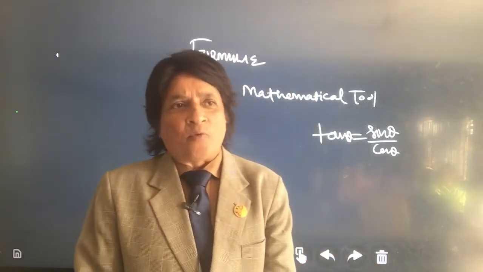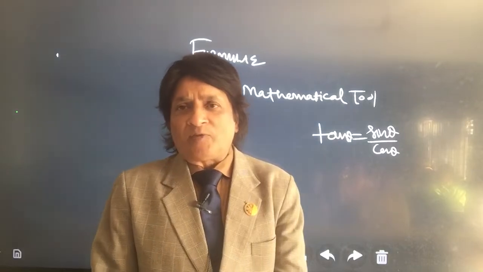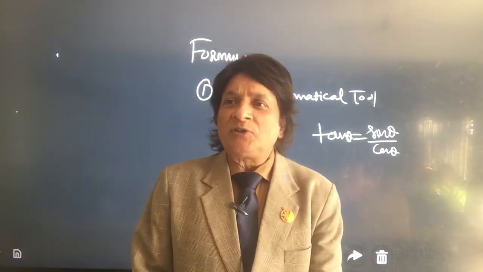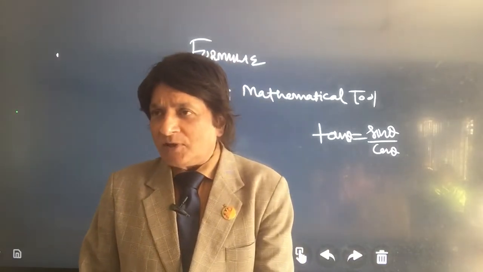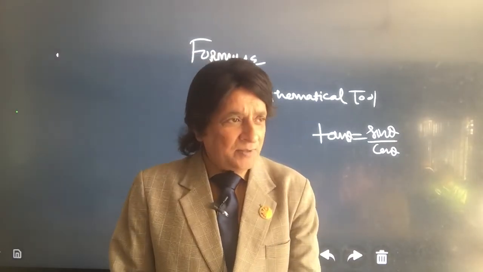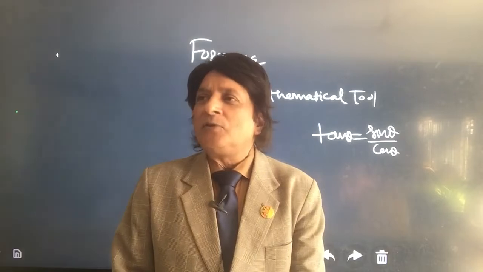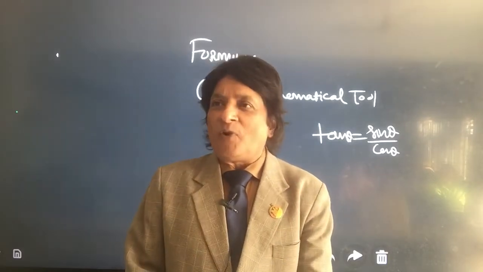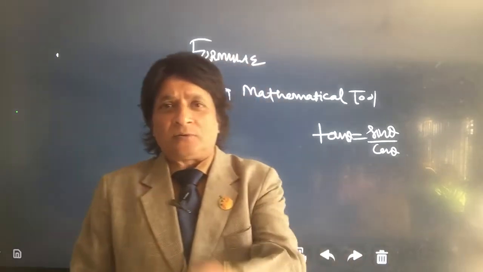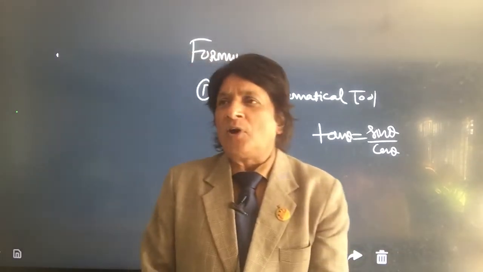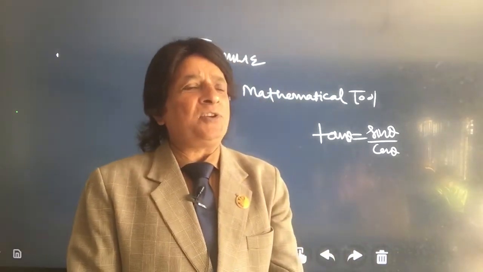Sine 45 is 1 upon root 2, cos 45 is 1 upon root 2, tangent 45 is 1. Sine 60, we have done. Now, sine 90, that is 1. Cos 90, that is 0. Student, come a little forward. I'll sit here. Cos 90 is 0, tangent 90 is infinity.